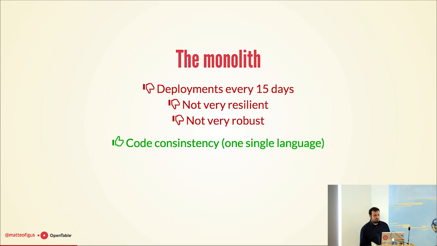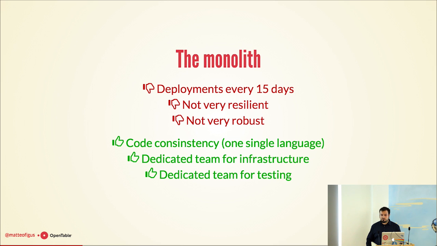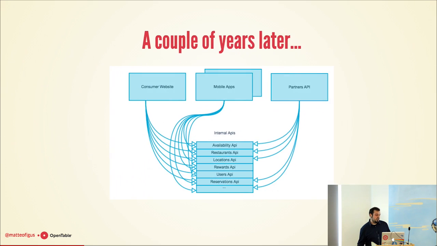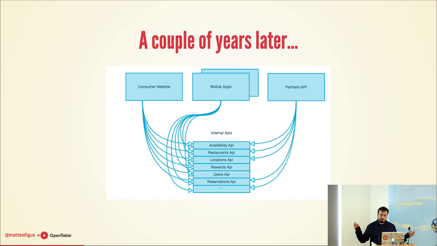Still, we had some advantages. Everything was written in a single language, and that was good because we were very good at writing C#. And we had a very dedicated team for infrastructure, so they were very experienced at deploying applications on Windows and debugging them, and we also had dedicated teams for testing that were very expert in how to test applications on Windows. So a couple of years later, we decided to break everything into very small microservices.